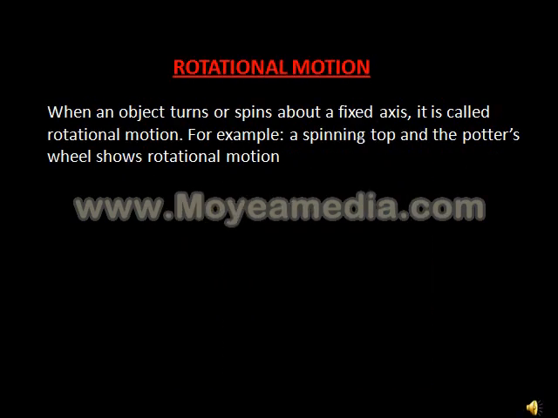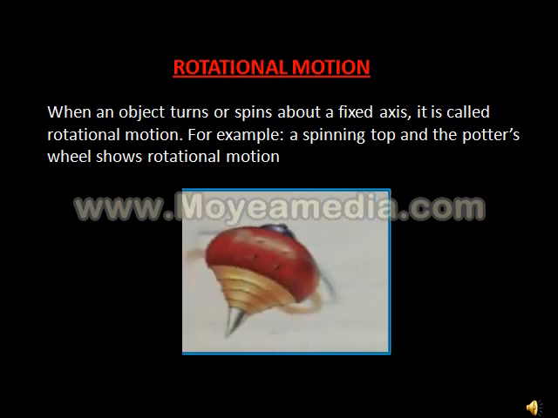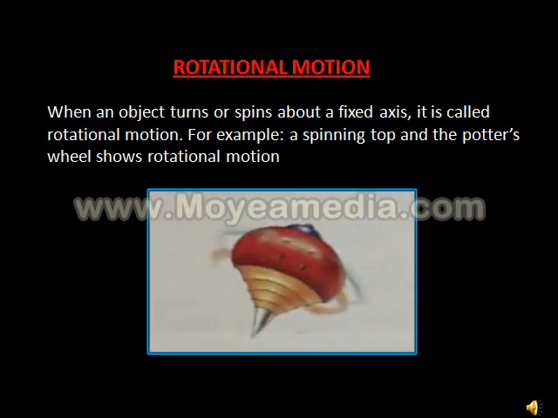The next type of motion is rotational motion. When an object spins about or turns about a fixed axis, it is called rotational motion. Like Earth rotates on its axis, Earth is said to be in rotational motion at that time. Similarly, a spinning top and a potter's wheel also show rotational motion. They are examples of rotational motion.